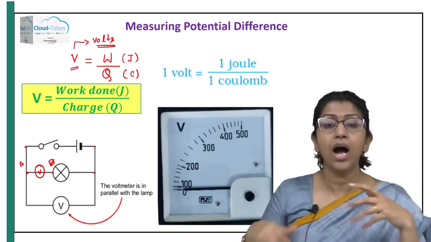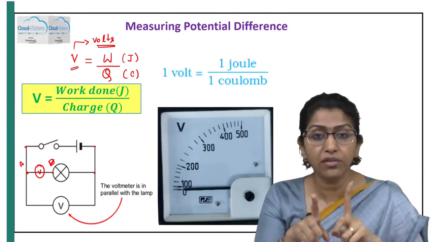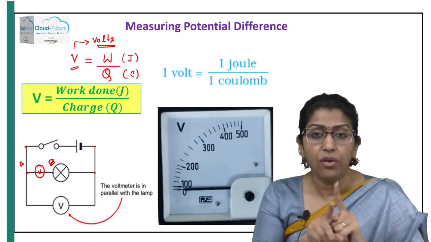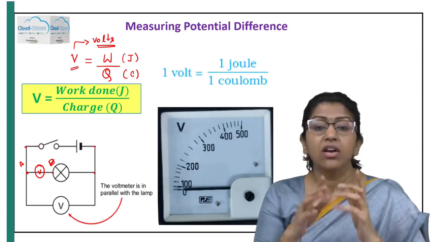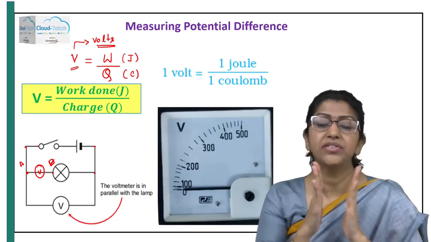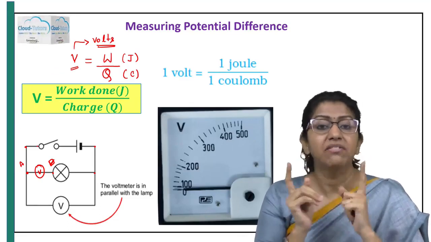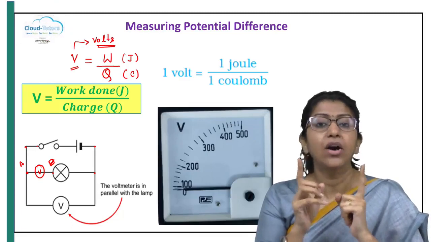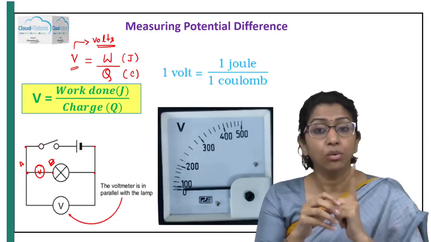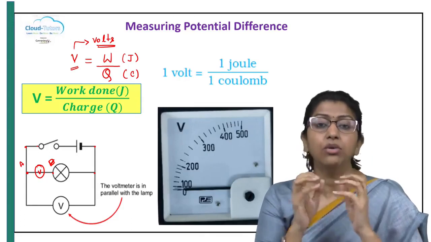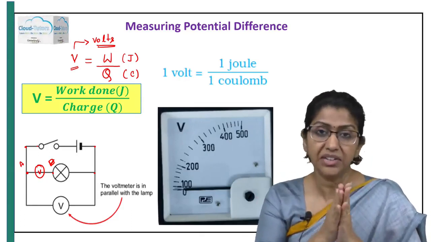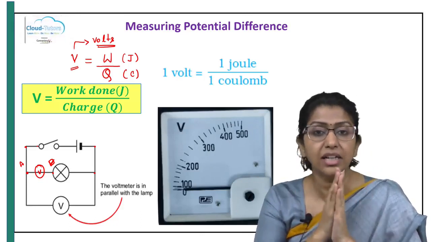All right. Now how do we define 1 volt of potential difference between 2 points? 1 volt of potential difference, or the potential difference between any given 2 points of a conductor, is said to be 1 volt if the amount of work done, or if we do 1 joule of work to move a unit charge from one point to another in a given circuit or across a conductor.